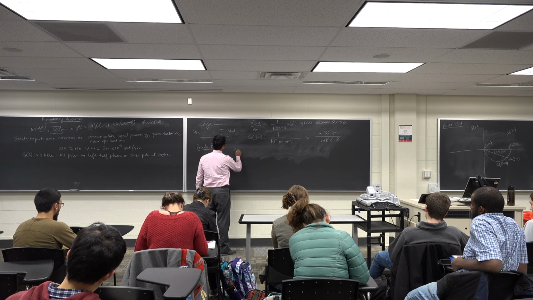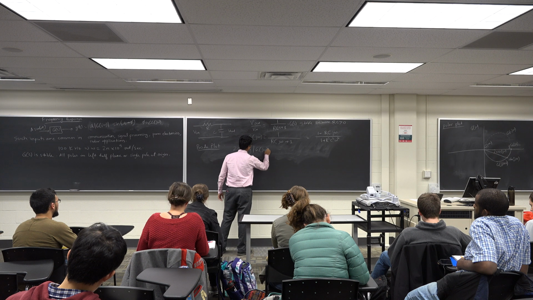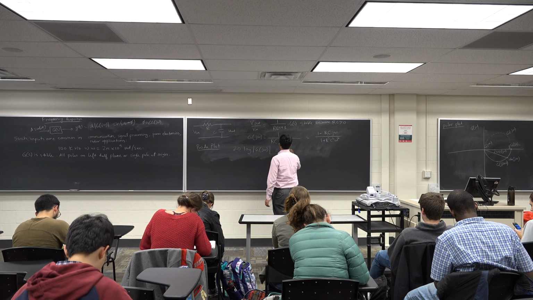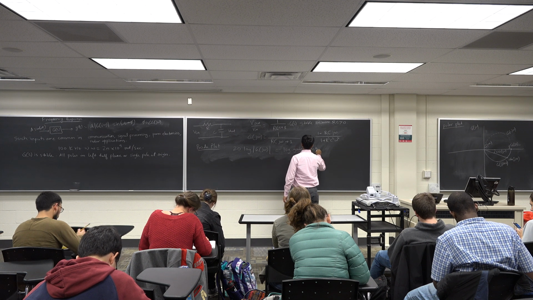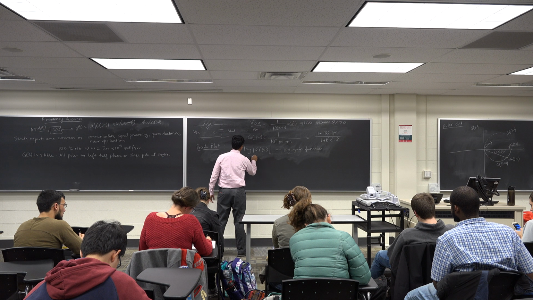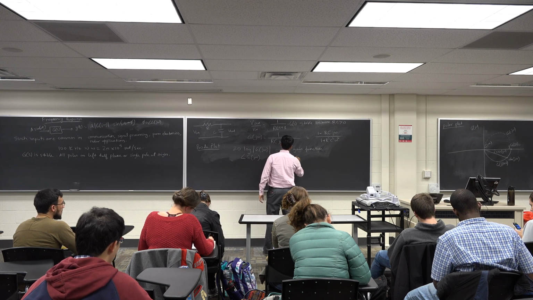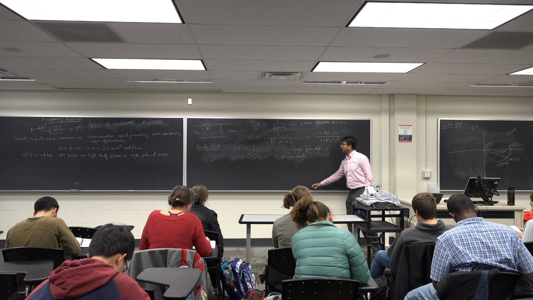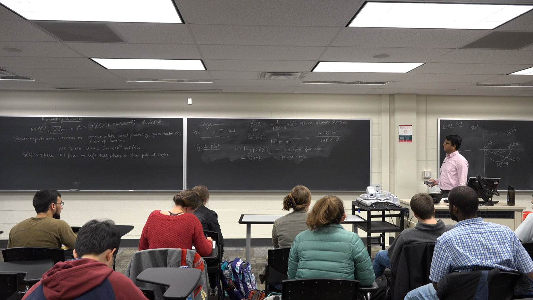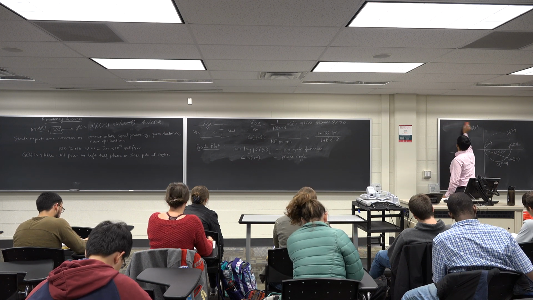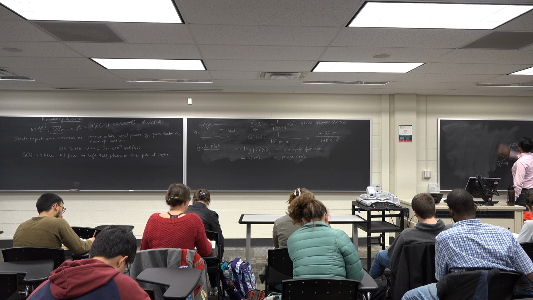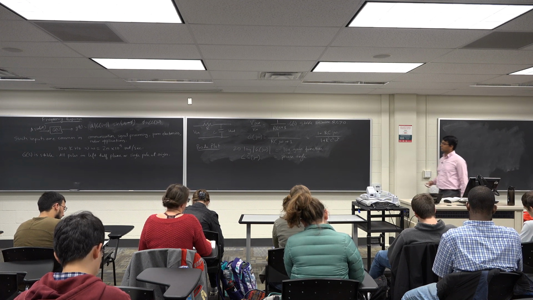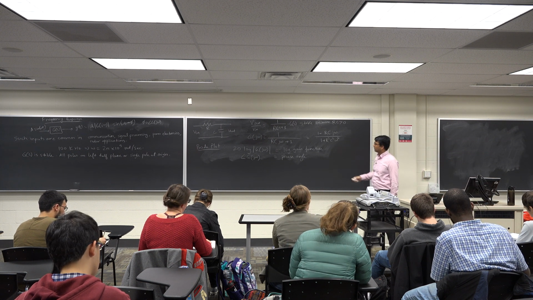So Bode thought we should draw 20 log absolute value of G(j omega), and this is known as the log gain function. And then the angle of G(j omega), which is of course the phase angle, as a function of omega. Okay, so that is the Bode plot.